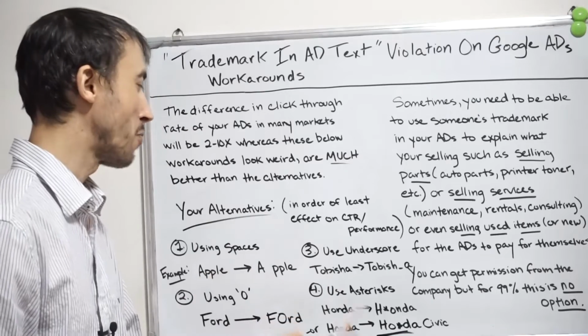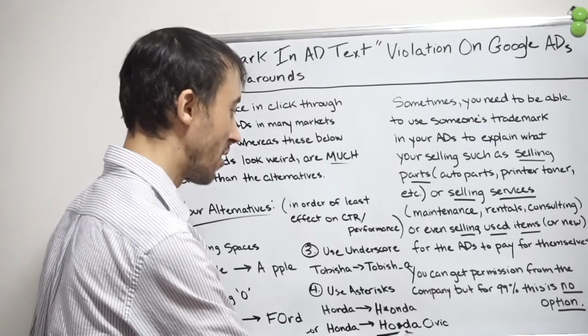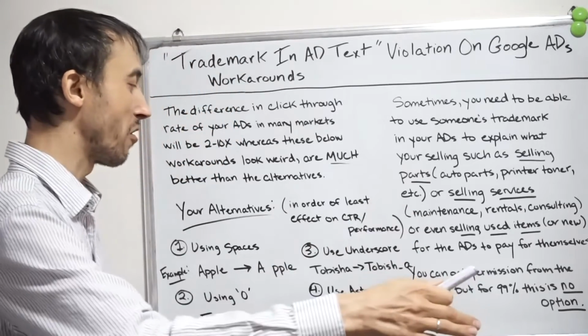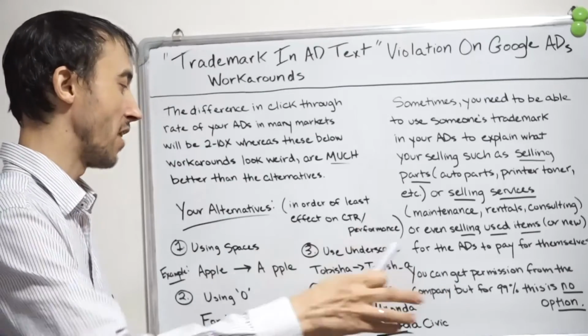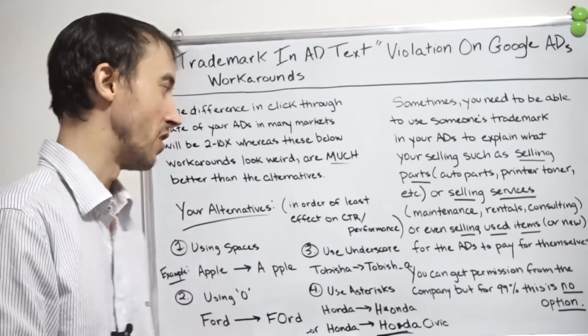So technically there's 4 options. If you want to count this one here, instead of adding an asterisk between the letters, you replace a letter with an asterisk, that technically would be your 5th option.